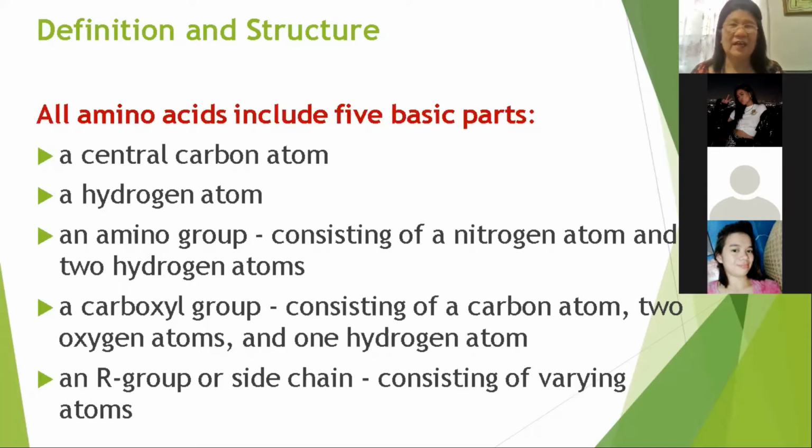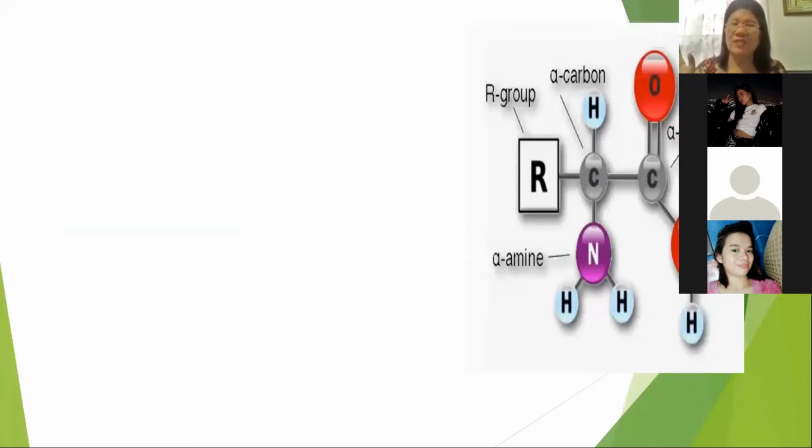Okay? So, these are the 5 basic parts of amino acid. Let's go back. The central atom is the carbon. It has a hydrogen. Then there is an amino group. There is a carboxyl group, and there is a side chain or the branch. Okay, so those are the basic parts of amino acid. Okay, so this is it.